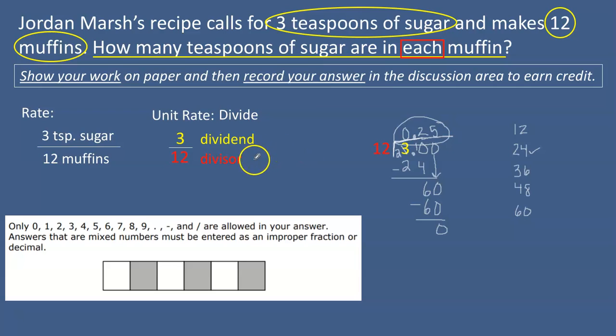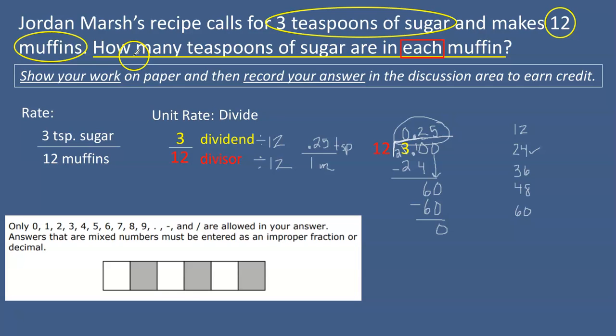So let me show you basically what we did: we took both the numerator and the denominator and divided them by 12. This is another way to think about what we did. 12 divided by 12 gives us 1. Remember, the denominator was muffins, so that would represent 1 muffin. And then we took 3 and divided by 12. Well, 3 divided by 12 is 0.25, or 25 hundredths. So we get 0.25, and the numerator represented teaspoons of sugar. So there are 0.25, or 25 hundredths, teaspoons of sugar per every 1 muffin, for each muffin.